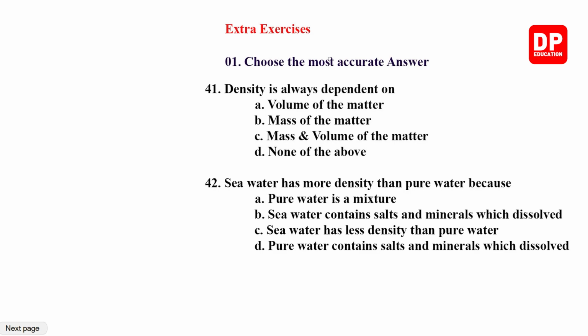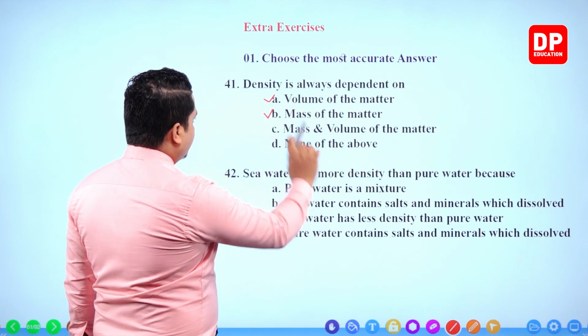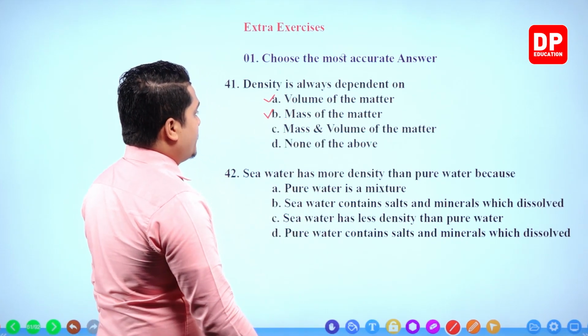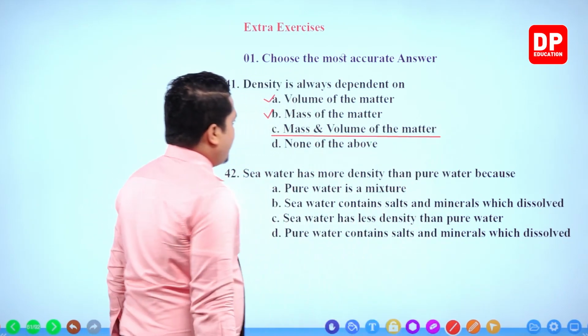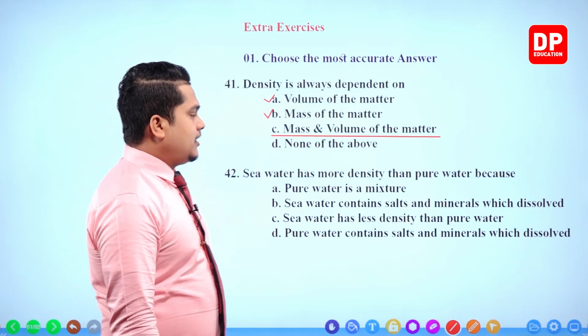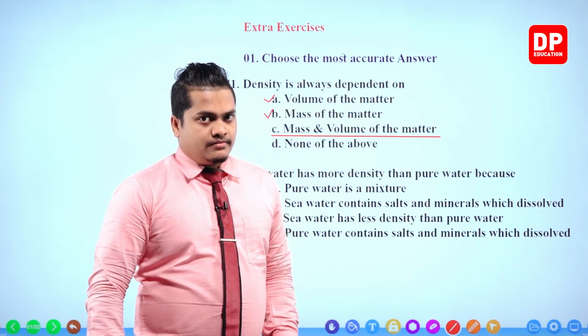Right. Density is always dependent on volume of the matter. Of course, it is correct, dependent on the volume. Mass of the matter. Of course, it is once again correct. Mass and volume of the matter. That should be the answer. It depended on both mass and volume. Not only with the mass, not only with the volume, but both.